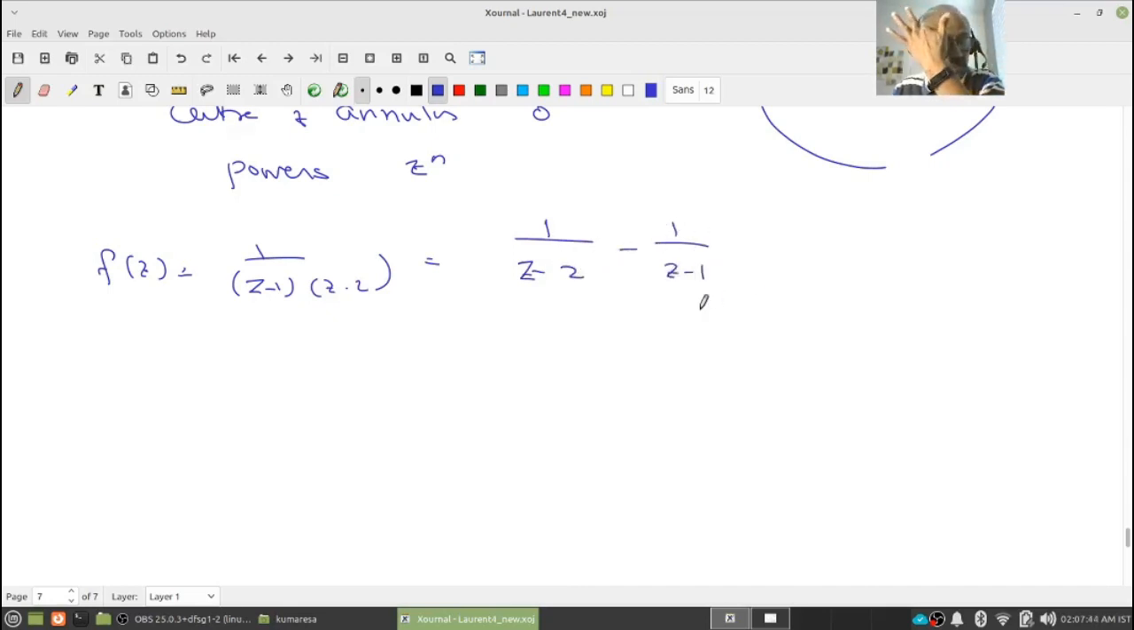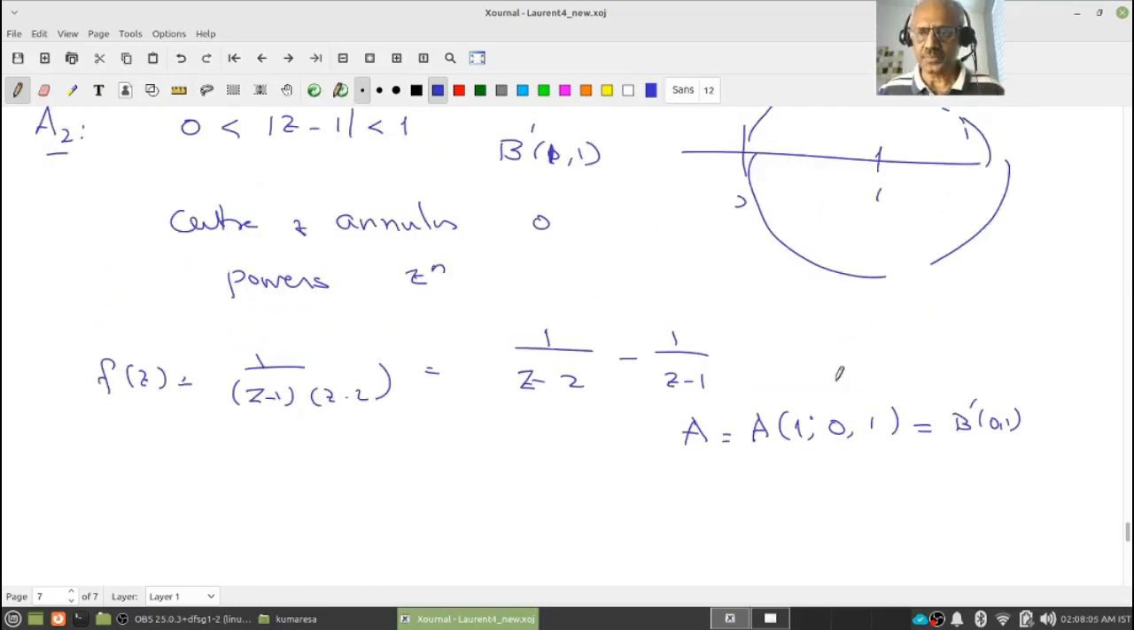Okay, now let's look at what the annular region is. It is A(1; 0, 1). This is B dash of 0, 1, that is, center at 1. Smaller radius 0 and bigger radius 1. Therefore this point is removed. That's all it means.